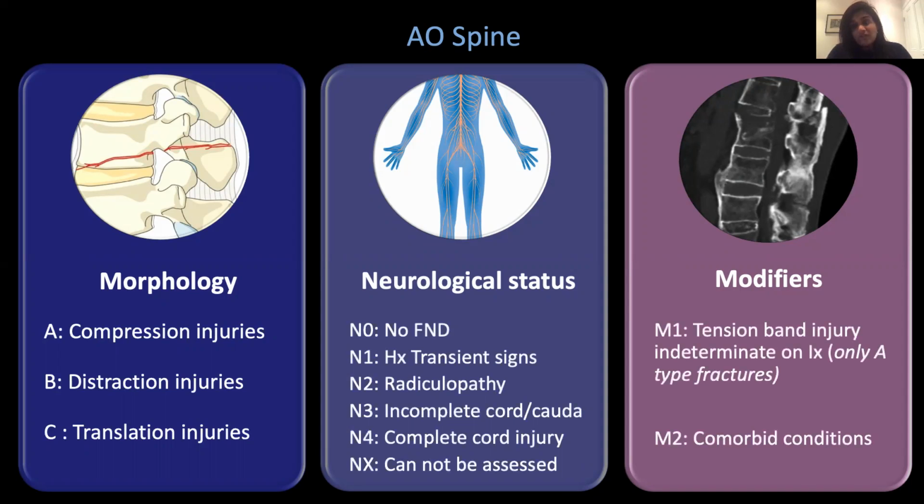So if you have, for example, a compression type injury, do you have the presence possibly of a PLC injury? Like, do you have any of those suggestions that we've talked about on CT? Or do you have any comorbid conditions? So does the patient have ankylosing spondylitis or DISH or osteopenia that will upgrade the fractures?